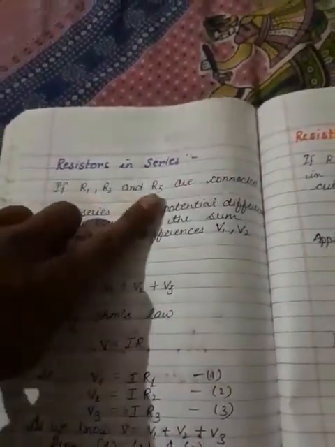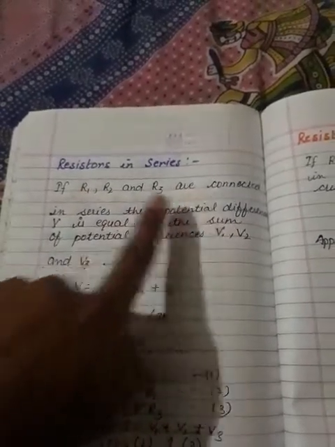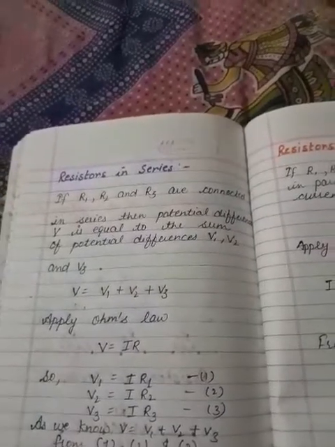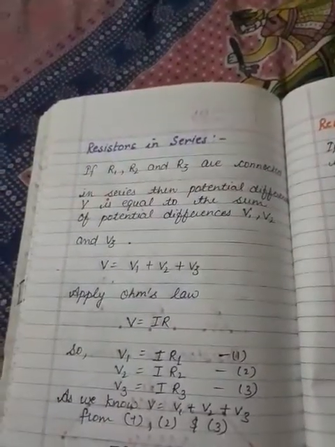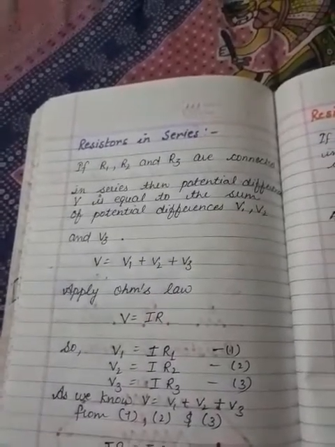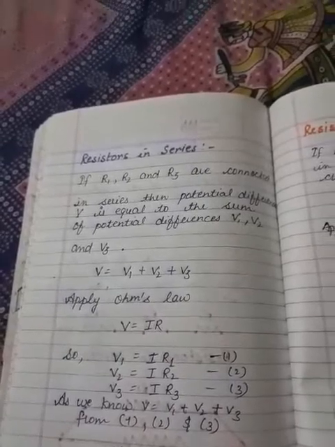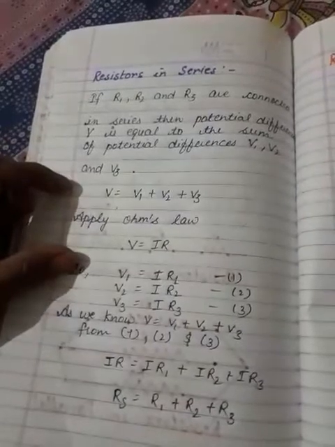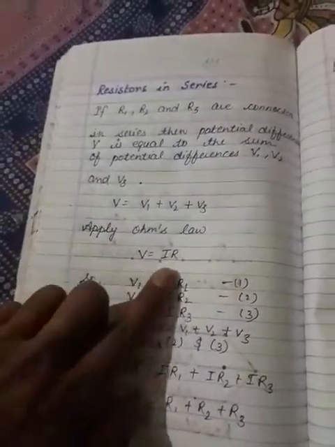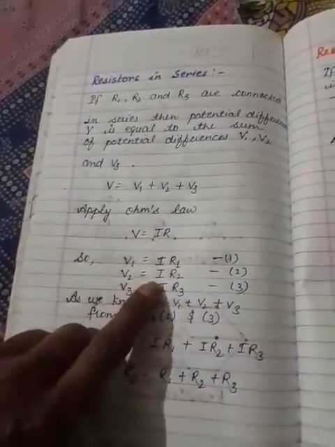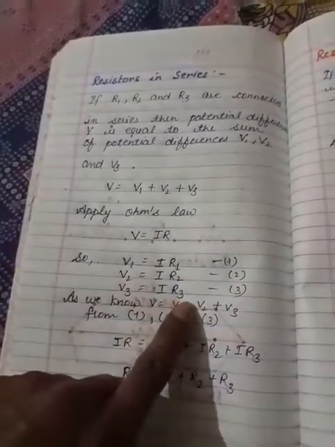If R1, R2 and R3 are connected in series, then the potential difference V is equal to the sum of the potential differences V1, V2 and V3. Now we are going to apply Ohm's law. What does Ohm's law say? V is equal to I R. So V1 will be I R1, V2 will be I R2 and V3 will be I R3.